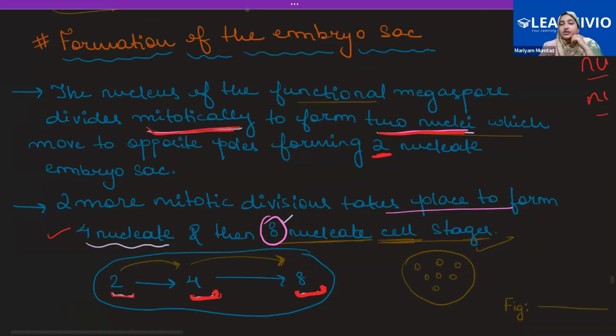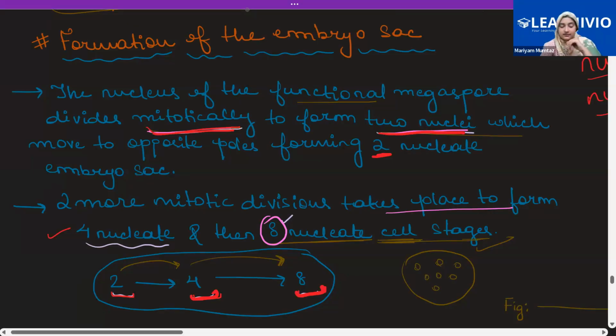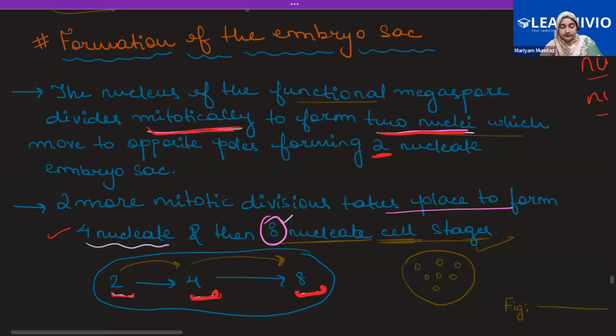Now comes the formation of the embryo sac. The nucleus of the functional megaspore starts dividing mitotically. Can you tell me quickly what is the difference between mitosis and meiosis? Mitosis is equational division and meiosis is reductional division.